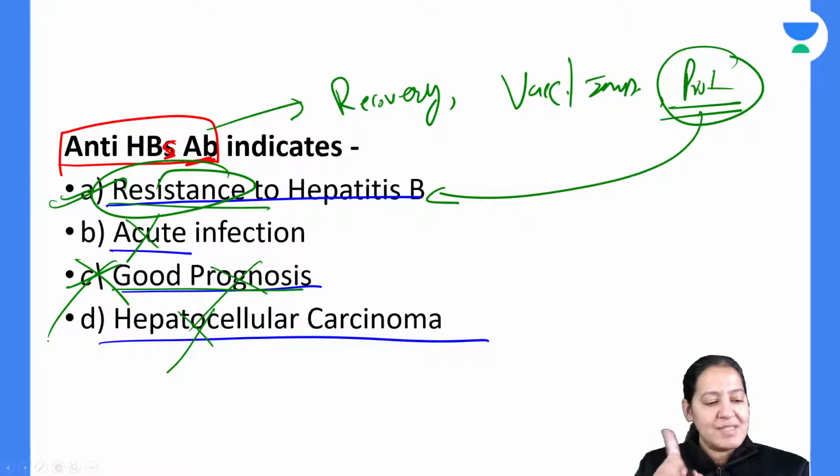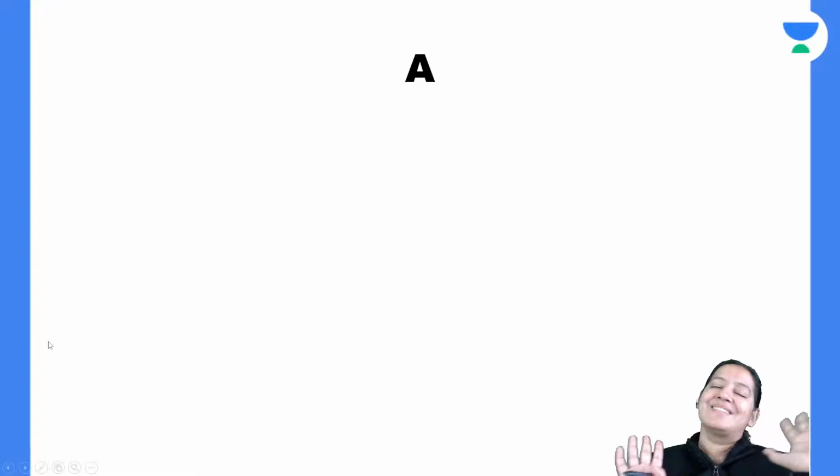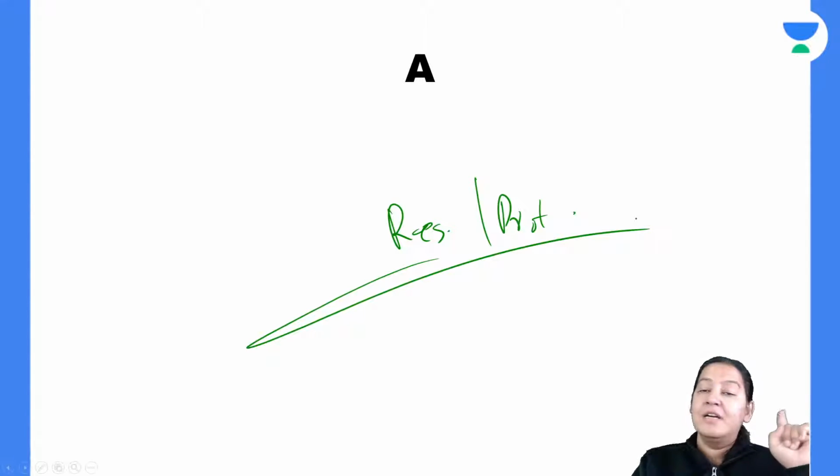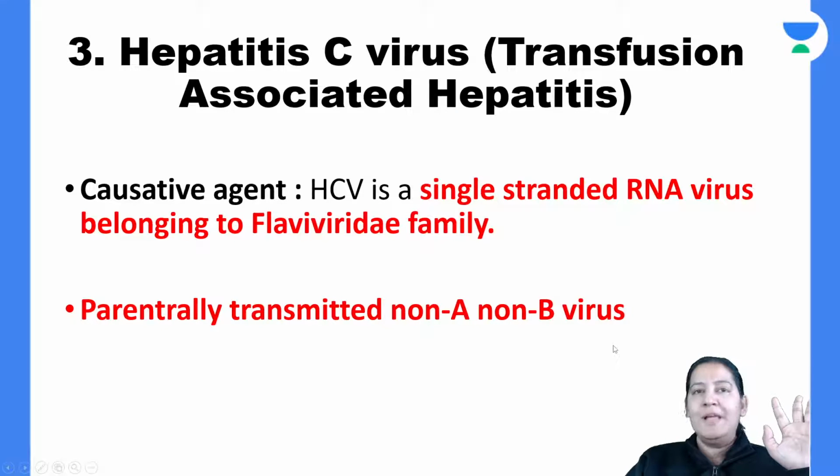So those who have answered C, have you realized your mistake? And you will not commit this mistake again in the exam? Yes. So the correct answer is A. It indicates resistance or protection. Have you got it? It does not indicate prognosis. Everyone give me a thumbs up if you got this point. Those who were wrong especially, please give me the thumbs up.